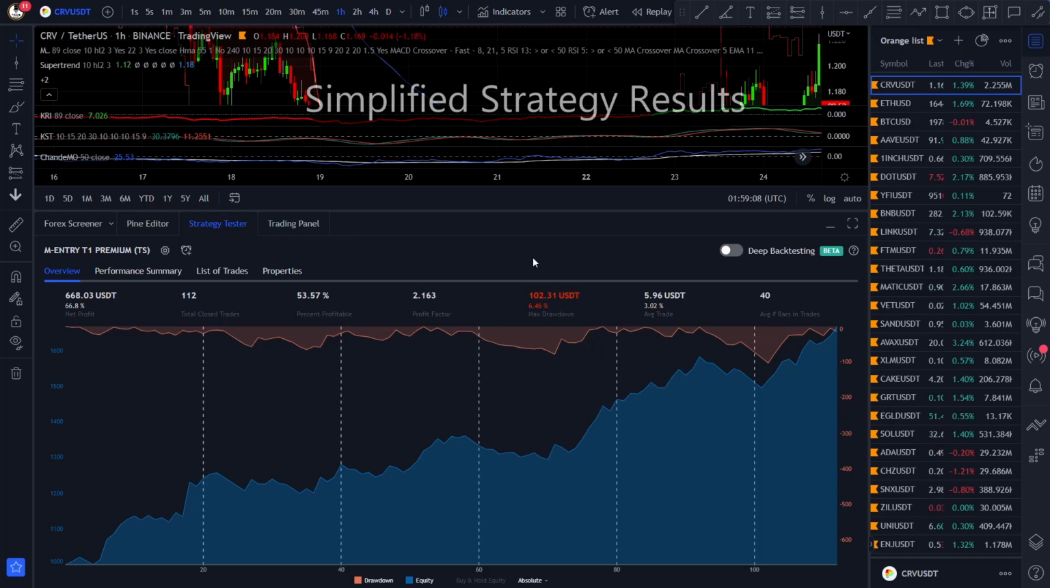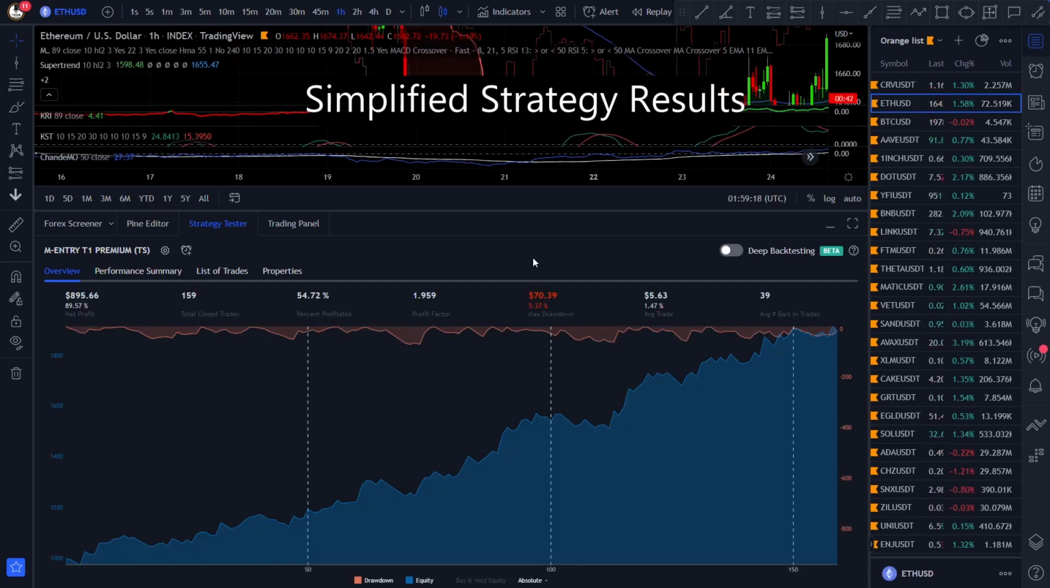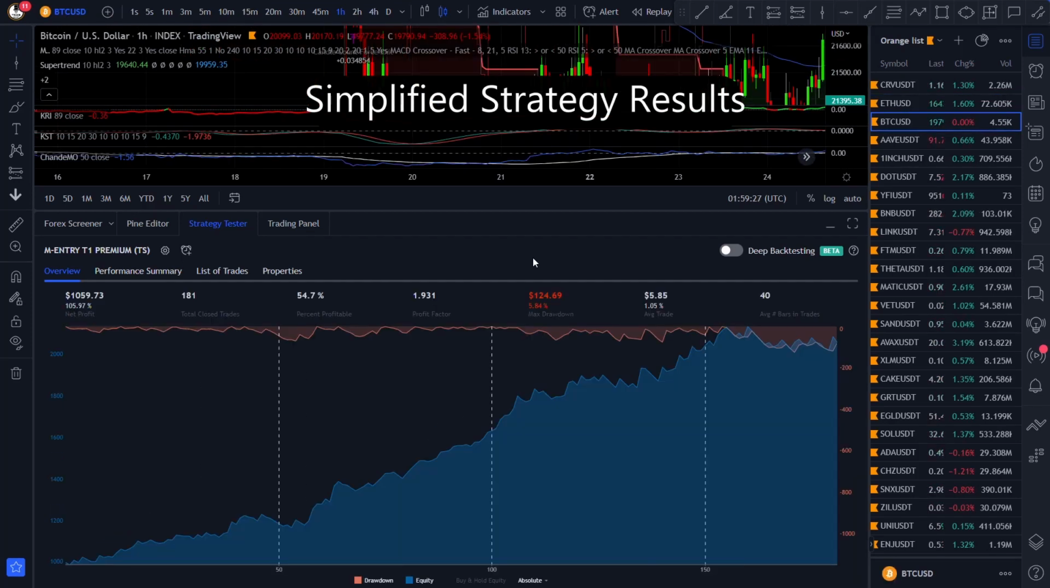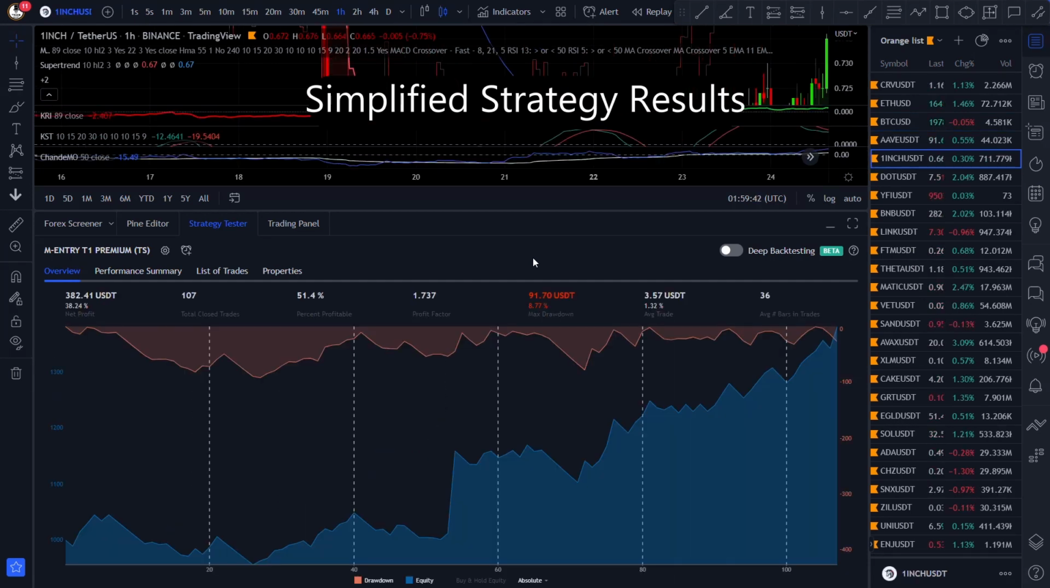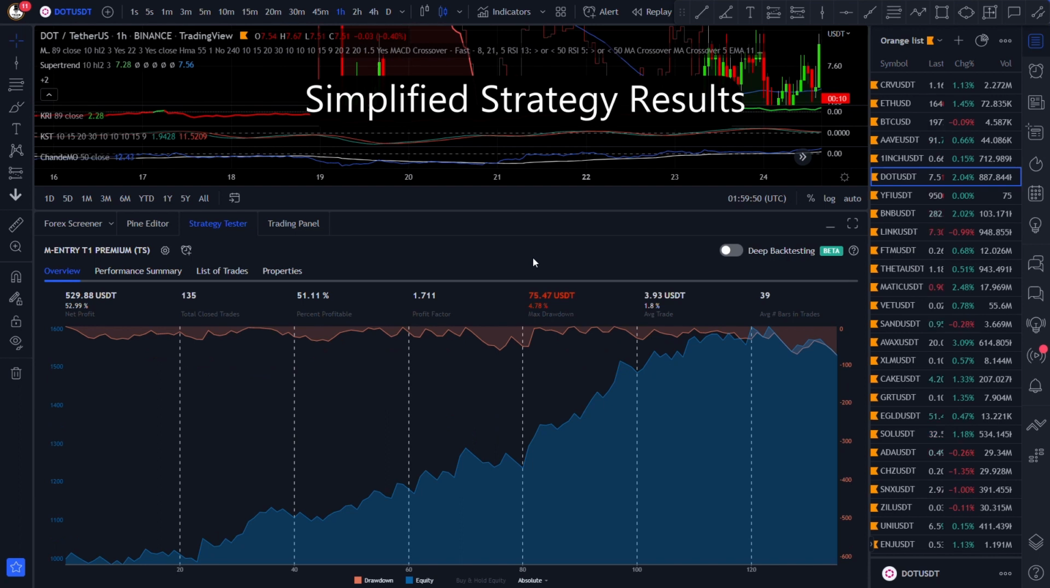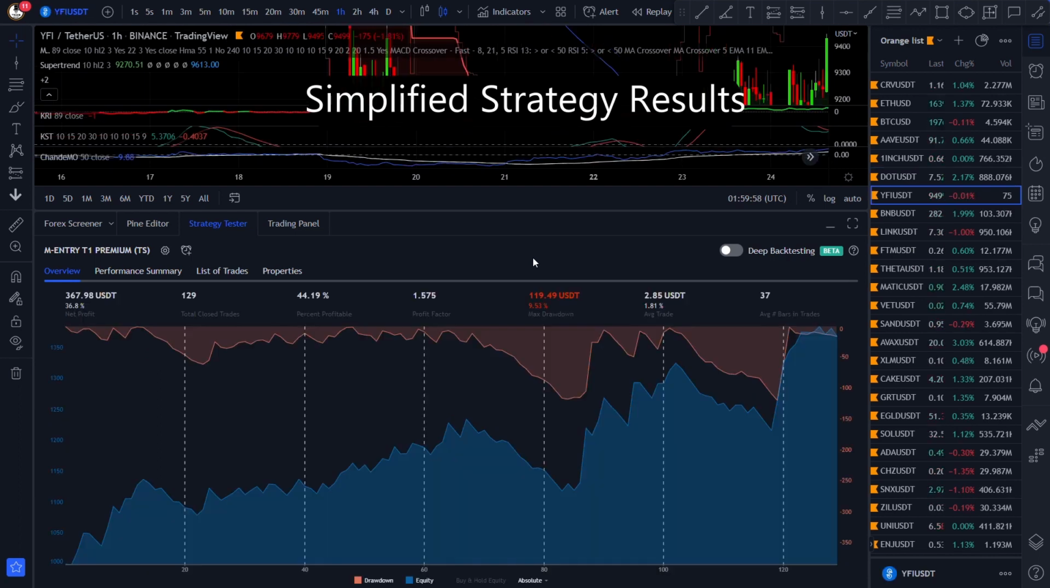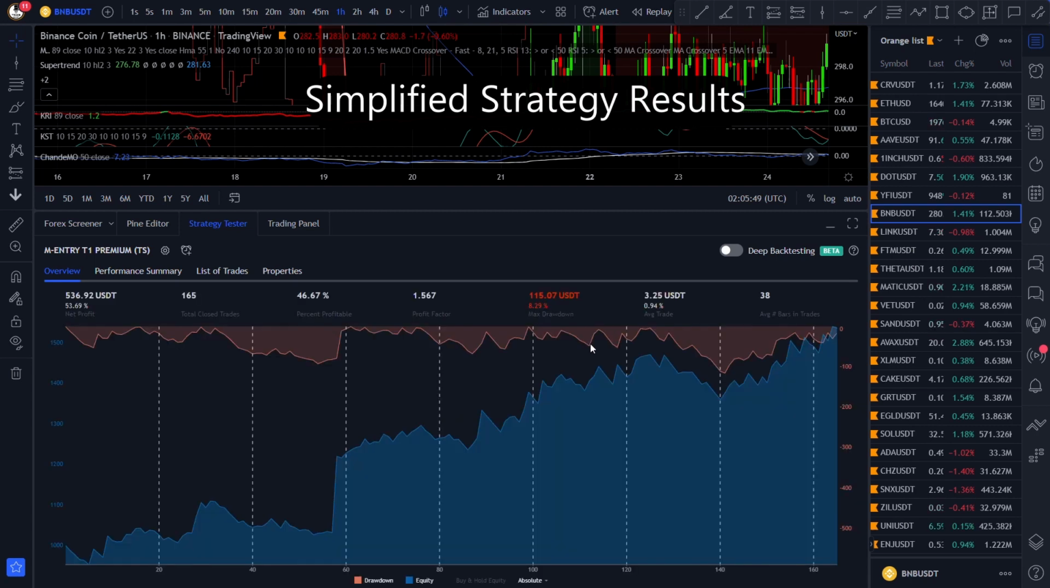Here you can see the results for the simplified strategy that I just explained. I checked the strategy's performance on 36 different crypto pairs like Bitcoin, Ethereum, Curve, Aave, Polkadot, Cardano and so on. Here you can see the best performing assets. These results were achieved over the past 2 years.